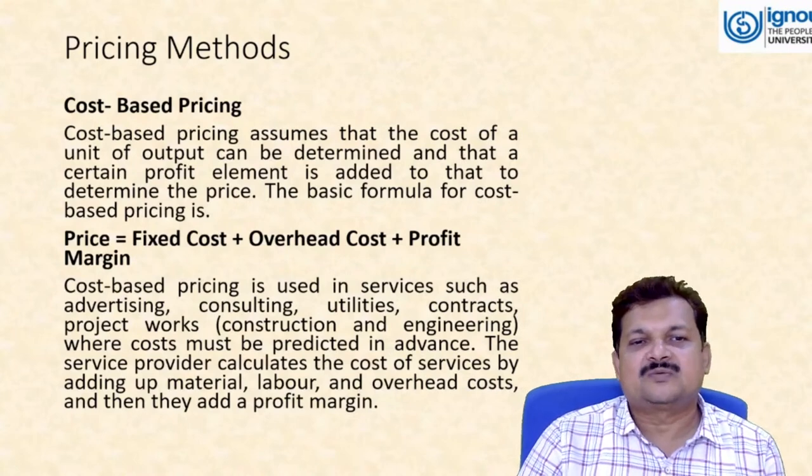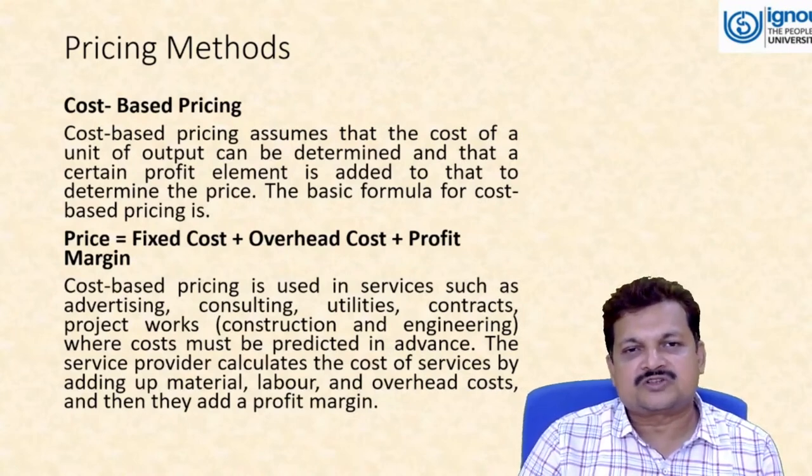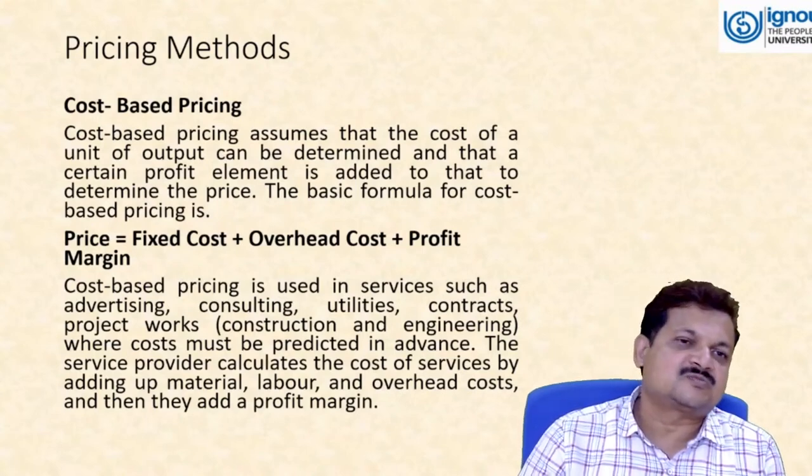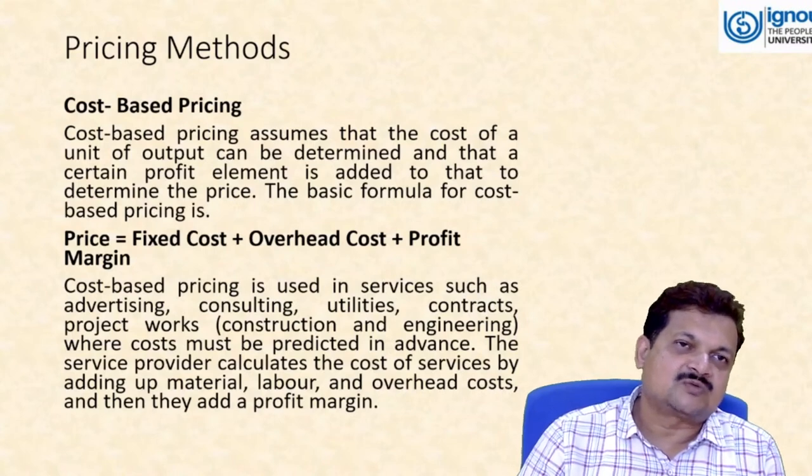Like we can say fixed cost plus variable cost plus profit is equal to selling price. But fixed cost plus variable cost, then other marketing costs associated with that, we can call it the cost of production or cost of service.